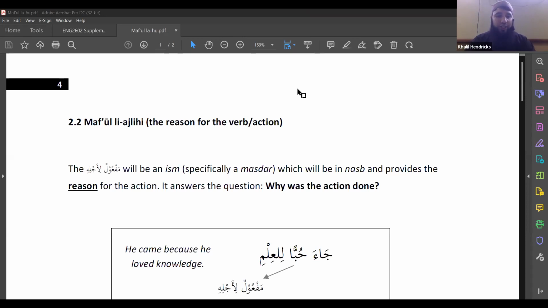Maf'ulun li ajlihi. Firstly, the idea of a maf'ul. The maf'ul has something like a reason for a verb attached to it. Action was done for what? The maf'ulun bihi was the direct object, the thing that the action was done to. The maf'ulun li ajlihi, also called the maf'ul lahu, tells you for what reason the action was done.